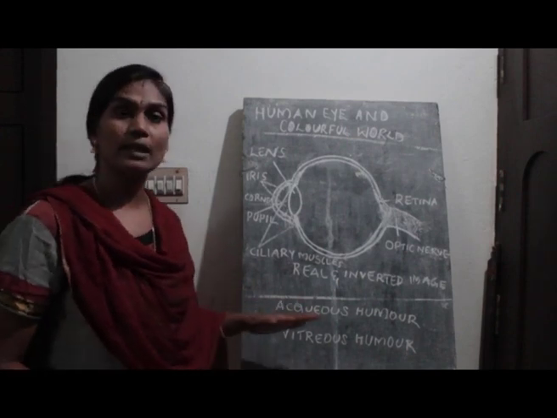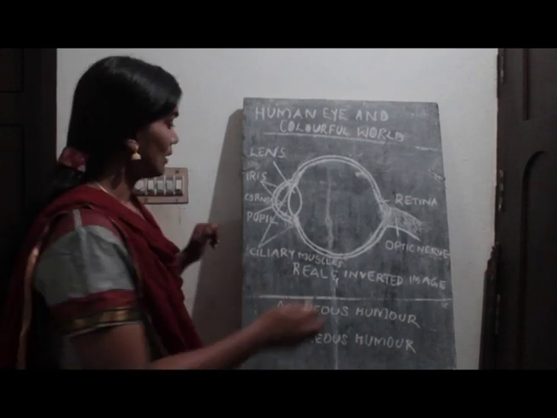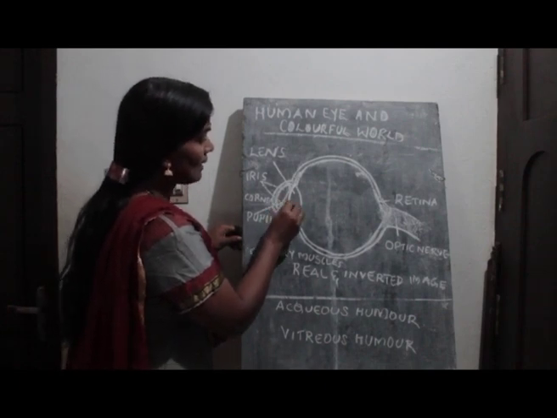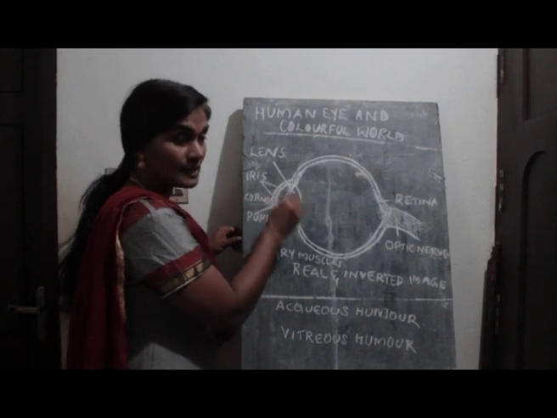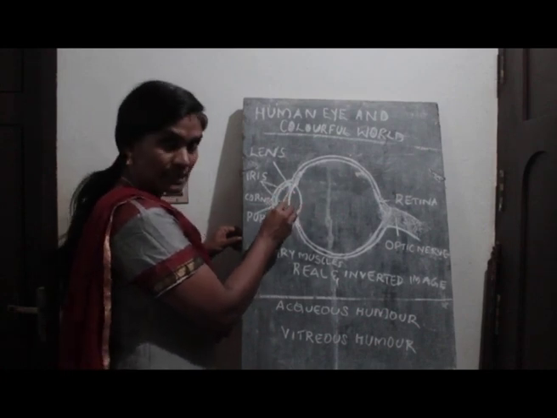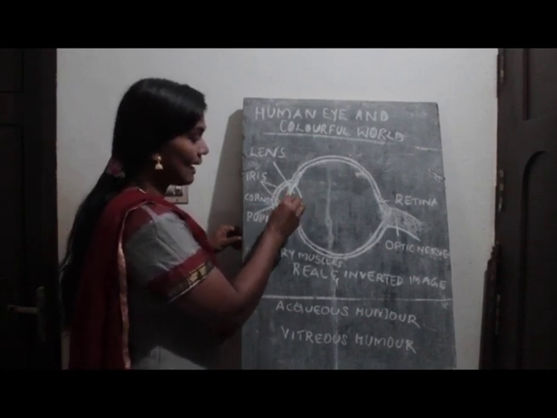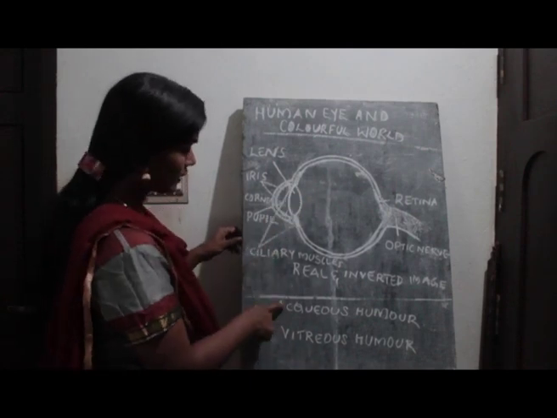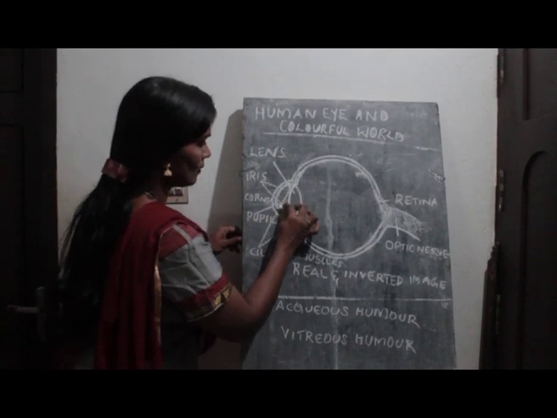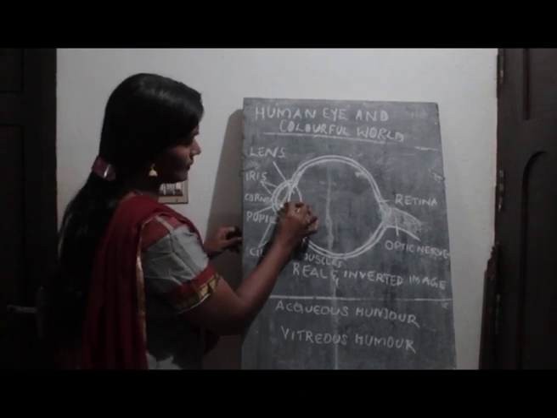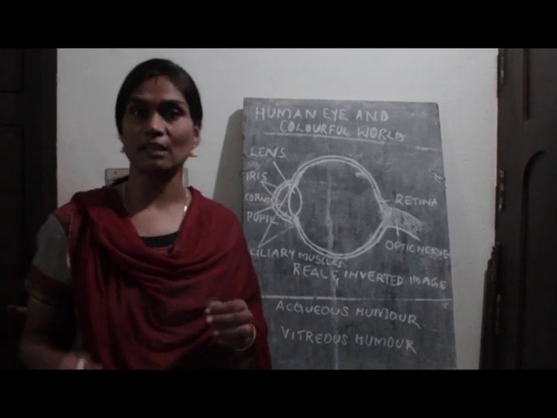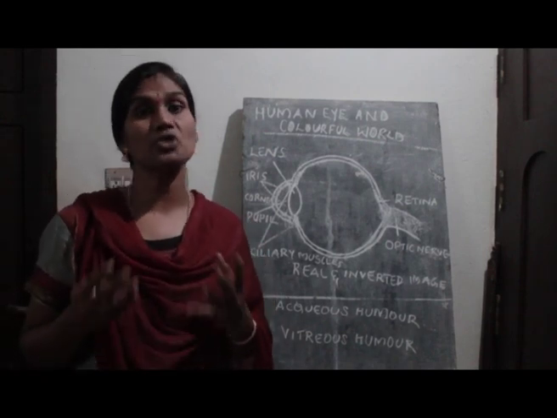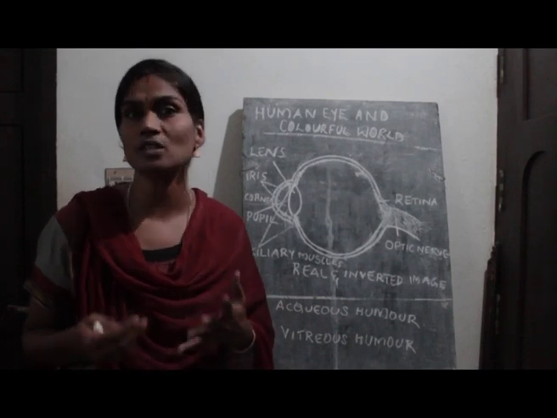Where can we find aqueous humor? Here. In between the cornea and the lens, there is a space. There we can see aqueous humor. A small space you can see. Aqueous humor is a fluid which gives nutrients to our eye.